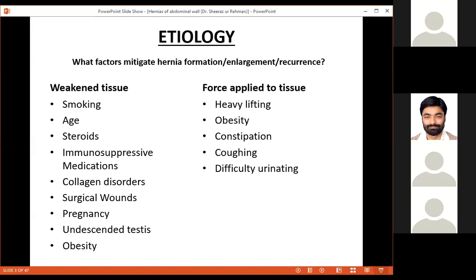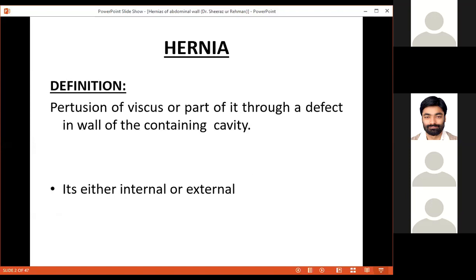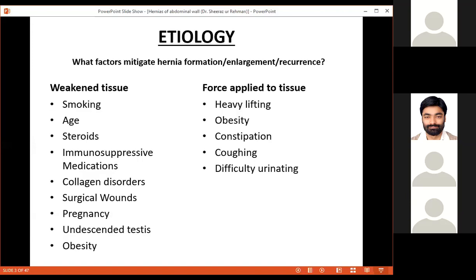Okay, you want me to repeat the last slide? Okay. We have just started off with the definition that hernia is basically protrusion of a viscus or a part of viscus through a defect in a wall containing the cavity. I'll show you a diagram in due course of time, so that would help you understand this question well.